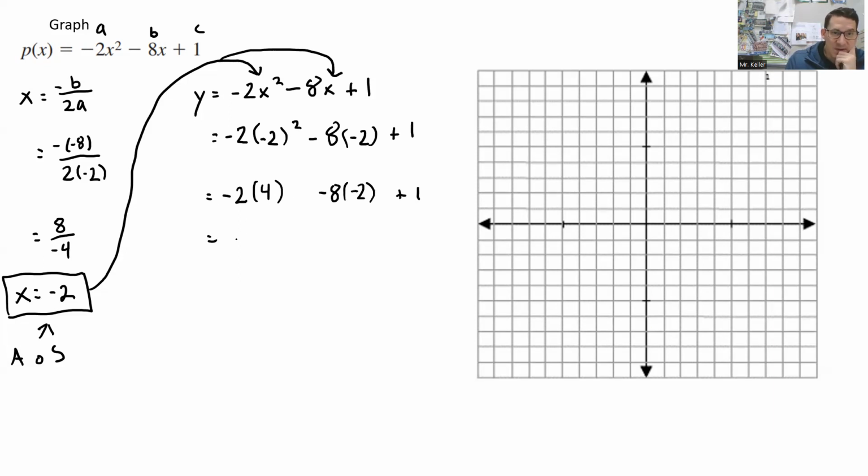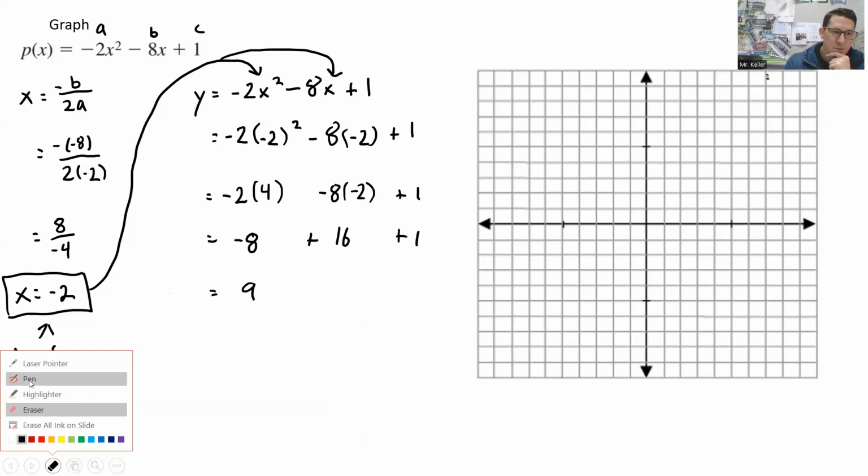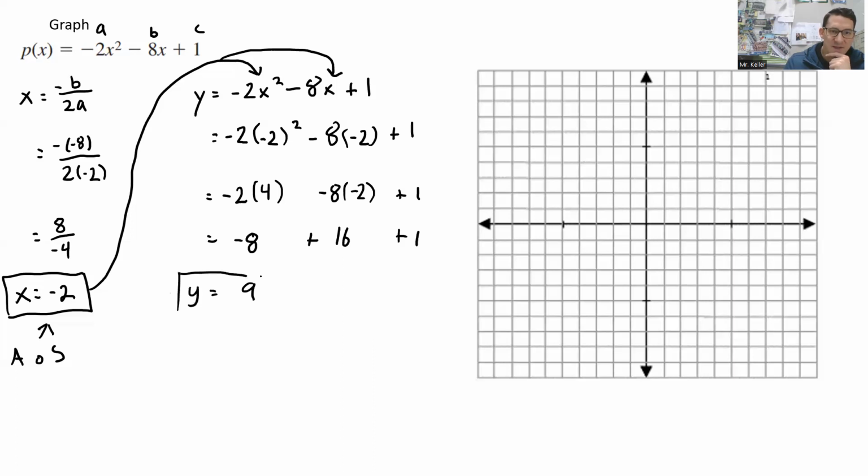Negative 2 times 4 is negative 8. Careful here. This 8, it's a negative 8. We can do plus a negative 8, but it's negative 8 times negative 2. This is going to make this a positive 16. Be careful with the negatives there. Plus 1. Negative 8 plus 16 is positive 8. Plus 1 is positive 9. So nope, that's not x. This is the y value. So y is equal to positive 9.